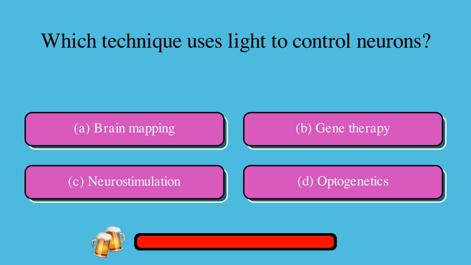Which technique uses light to control neurons? A. Brain mapping, or B. Gene therapy, or C. Neurostimulation, or D. Optogenetics. The correct answer is D. Optogenetics.